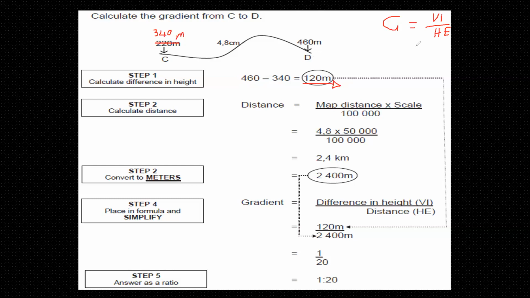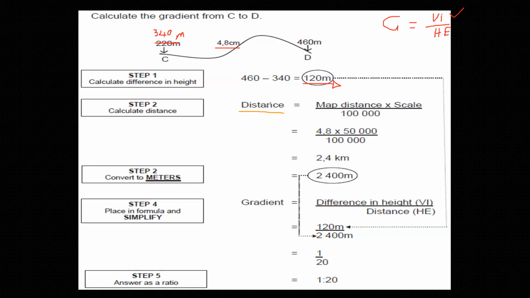Okay, now we've got VI. Now we need to find HE to complete the formula. So we need to find the distance between these 2 points. So we put our ruler on our map and we take that measurement. The measurement that we found was 4,8 centimeters. So we take this 4,8 centimeters and we need to put that into our distance formula.